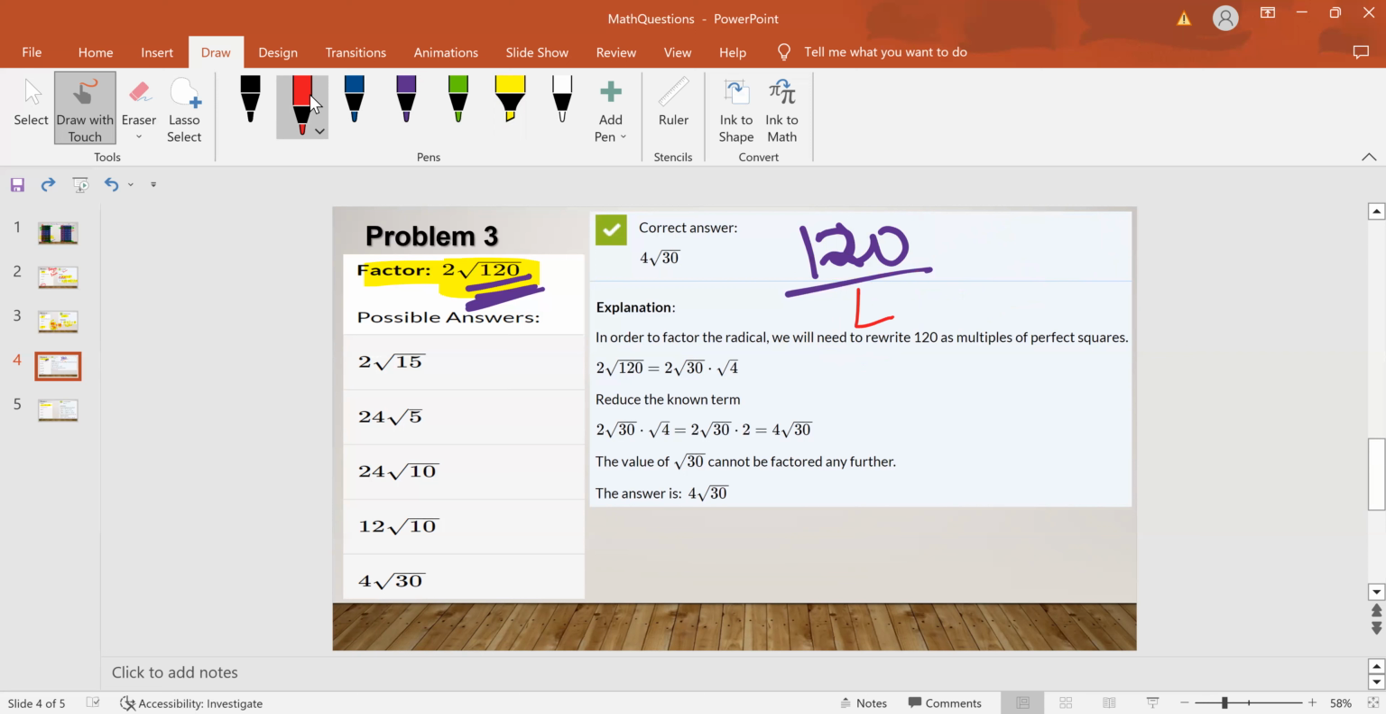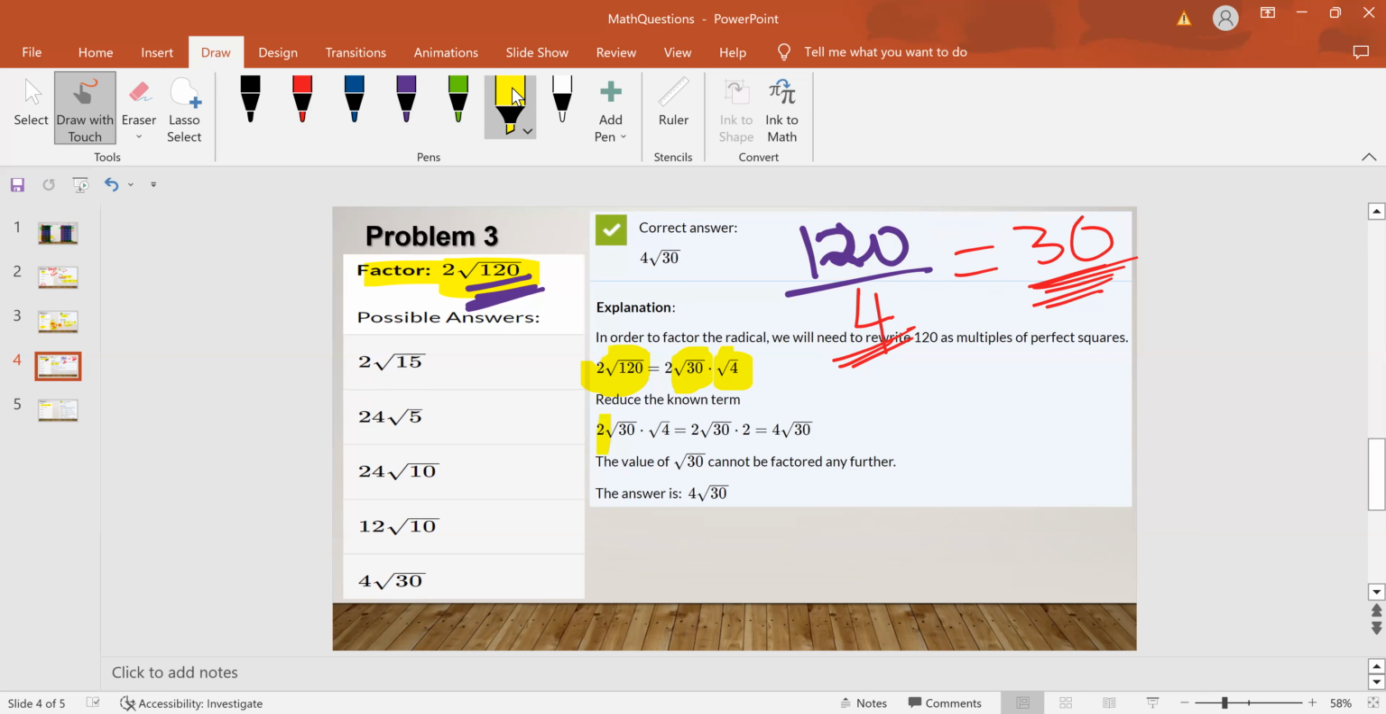4. Okay. Now, what is 120 divided by 4? 120 divided by 4 is 30. Even 30 is not a perfect square, but 4 is a perfect square. Therefore, we can use 4 and 30. That's what we have here. So the 2 multiplied by square root of 120 is the same as 2 multiplied by square root of 30 multiplied by square root of 4. Understand that square root of 30 and square root of 4, multiplied together, give you the square root of 120.